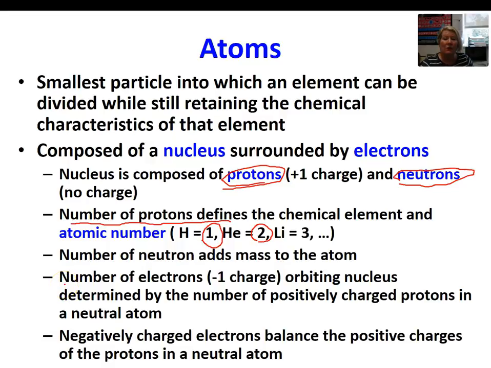The number of electrons orbiting the nucleus equals the number of positively charged protons in a neutral atom. The electrons are point particles with essentially no mass. They have a small amount of mass, but do not contribute to the overall mass of an atom in any significant manner. However, they definitely have charge, and it's a -1 charge. When we say we have a neutral atom, that means the number of protons is equal to the number of electrons, because those are our charged particles.